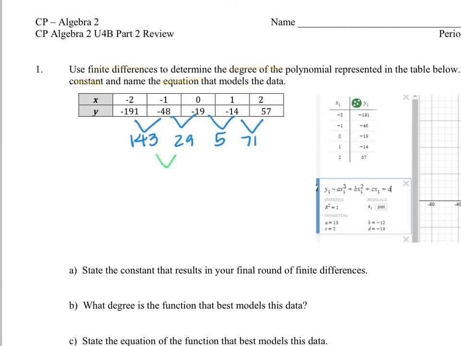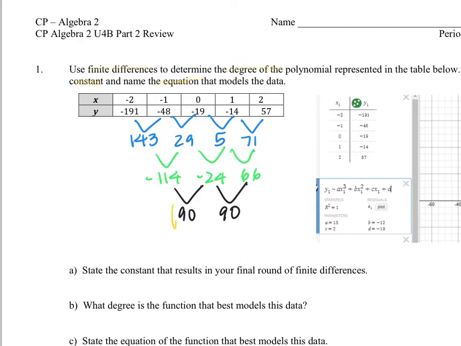Now when we look at the next row, 143 to 29, that's heading down, negative 114. 29 to 5 is heading down, negative 24. And 5 to 71, those positives are heading up by 66. The next row, negative 114 up to negative 24 gives us a 90. Negative 24 all the way up to positive 66 gives us 90. So this is where the constants are the same.